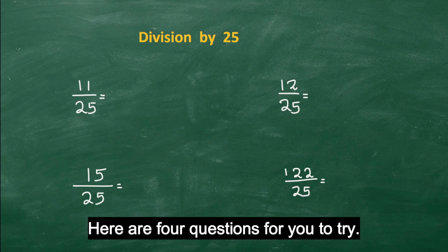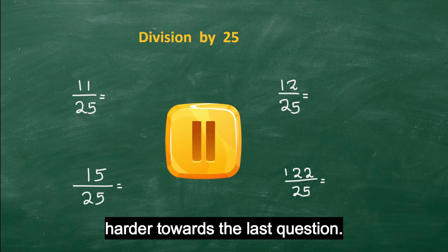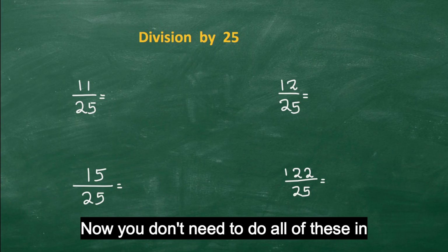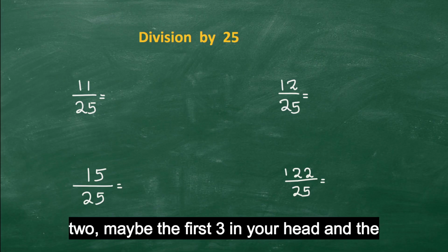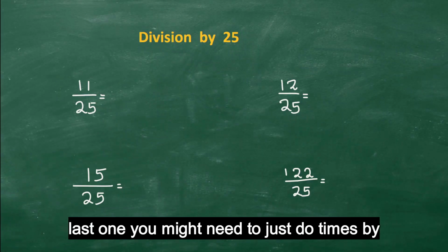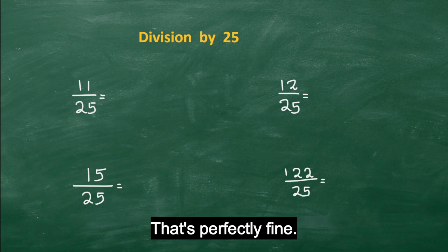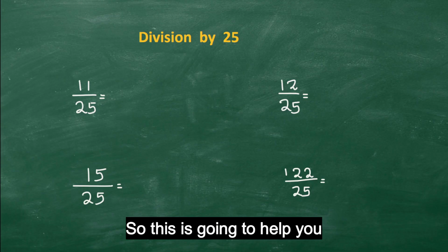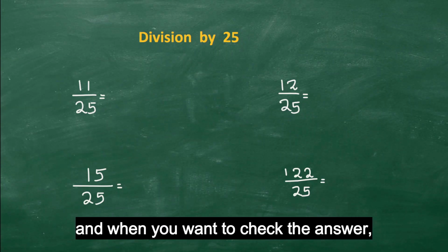Here are 4 questions for you to try. They start easy and they get a little harder towards the last question. Pause the video and give this a try. Now you don't need to do all of these in your head. Sometimes you might be able to do 1 and 2, maybe the first 3 in your head, and the last one you might need to just do times by 4 and then write the next 2 numbers. That's perfectly fine. That is still more reliable and way faster than the traditional method. Give this a try. And when you want to check the answer, press play.